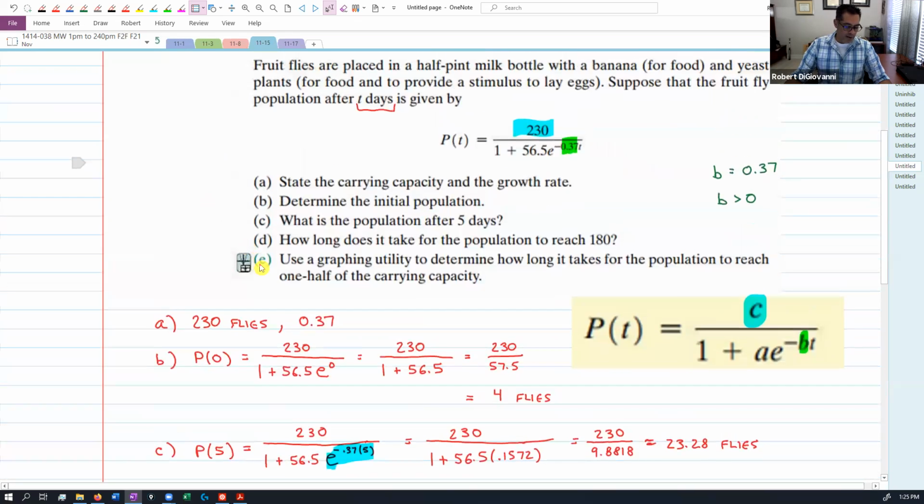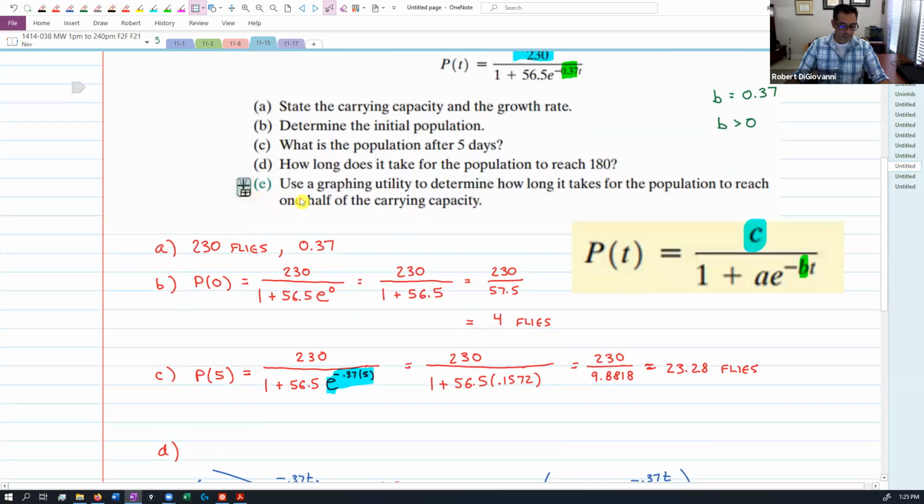Now, we're not going to do part E, and on your homework, you can skip anything that has a picture. This is a picture of a calculator. This is saying to use your calculator to do this. It says use a graphing utility to determine how long it takes for the population to reach 1/2 of the carrying capacity. So half of the carrying capacity would be 115, right? That's what it's asking. How long does it take to reach 115?